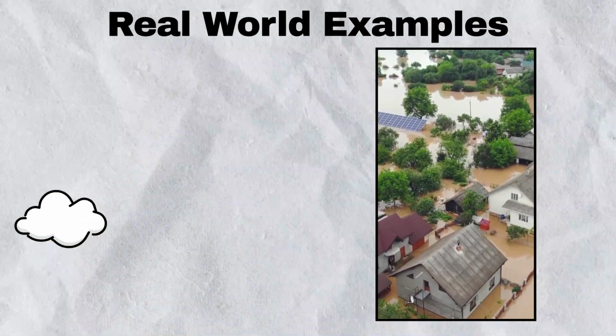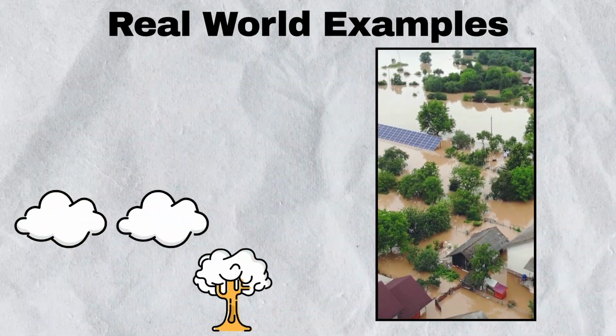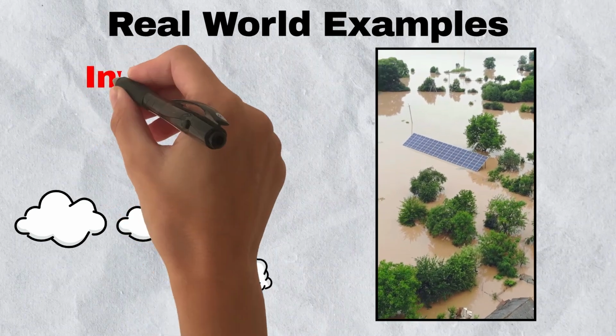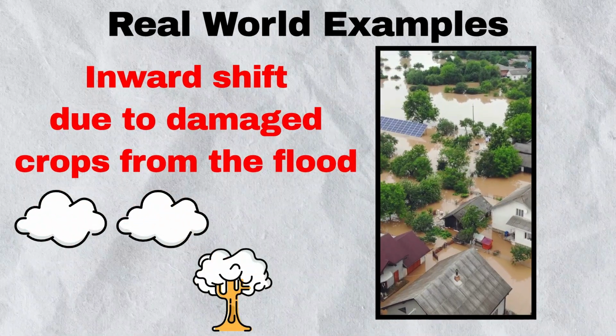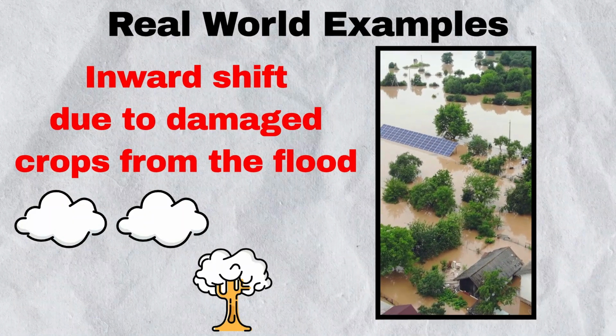On the other hand, if there was a natural disaster like a flood, then farmers would have damaged crops and would produce less. This would lead to an inward shift of the supply curve and a lower level of quantity supplied.